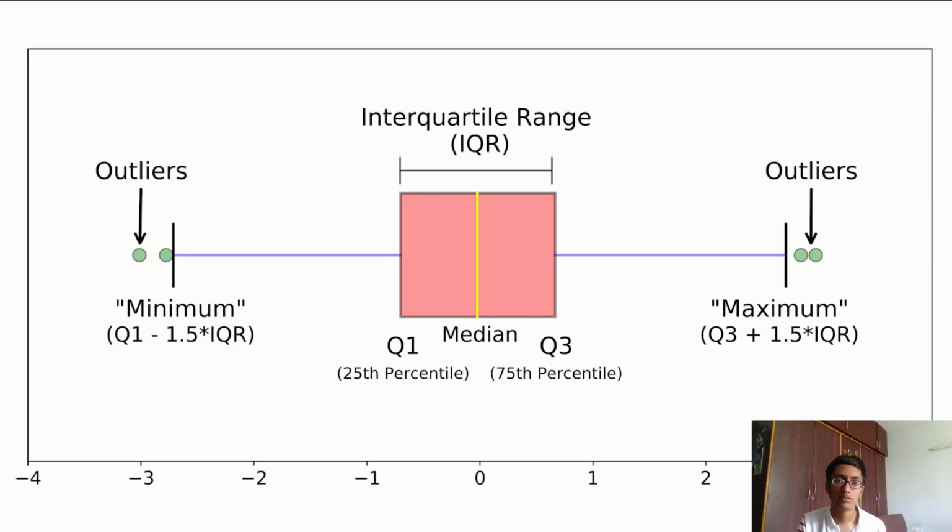Here is a very interesting diagram which shows the different components of a box plot. So as you can see, we have three distinct lines over here. The yellow line represents the median or the 50th percentile, and the line to the left of this represents the 25th percentile or the quartile 1. And the line to the right represents the 75th percentile or the quartile 3. All these three lines, or this box of the box plot, represents the interquartile range.